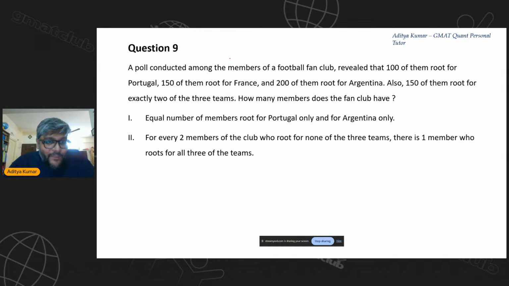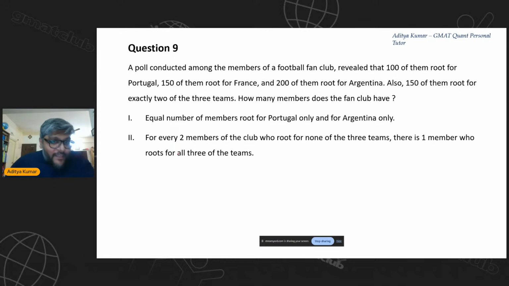Whenever I see a data sufficiency question with a Venn, I will spend time on the question. I'll put in all the information that is possible. I will finish my Venn. I will set up my equation, and then I will work with my statements. Okay, so let's do that.